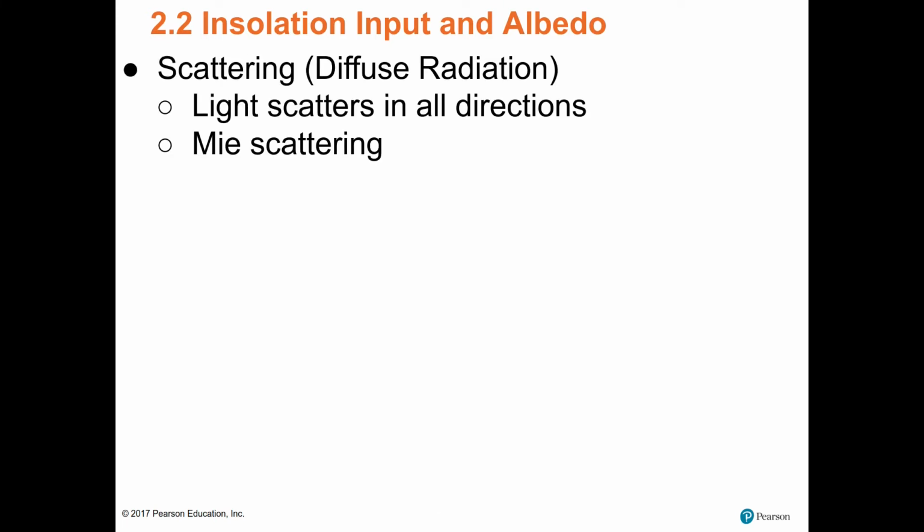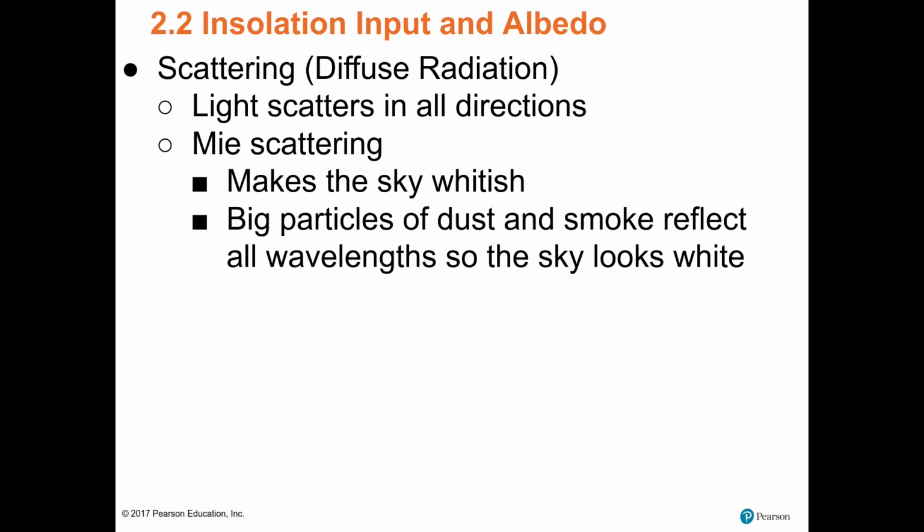There's also Mie scattering, named after the scientist that discovered it. Mie scattering happens off of very large particles: dust, smoke, soot, ash. And because all frequencies scatter equally, that makes the sky look whitish. Big particles of dust and smoke reflect all wavelengths, so the sky looks whitish.